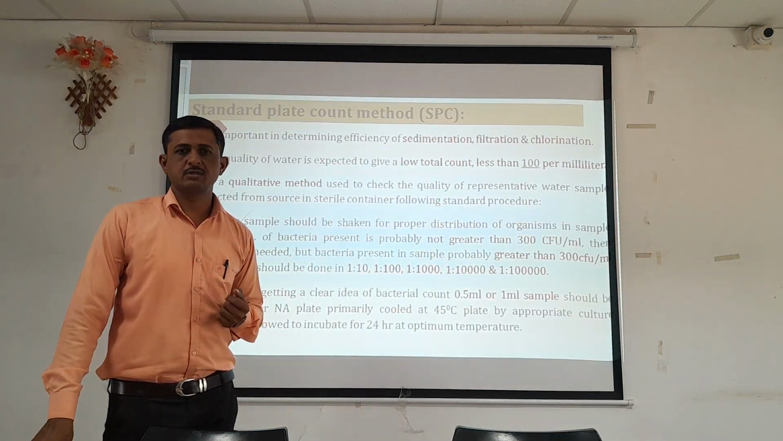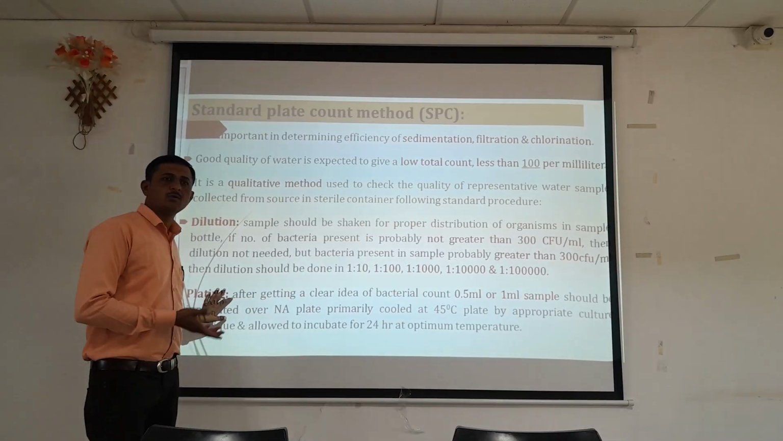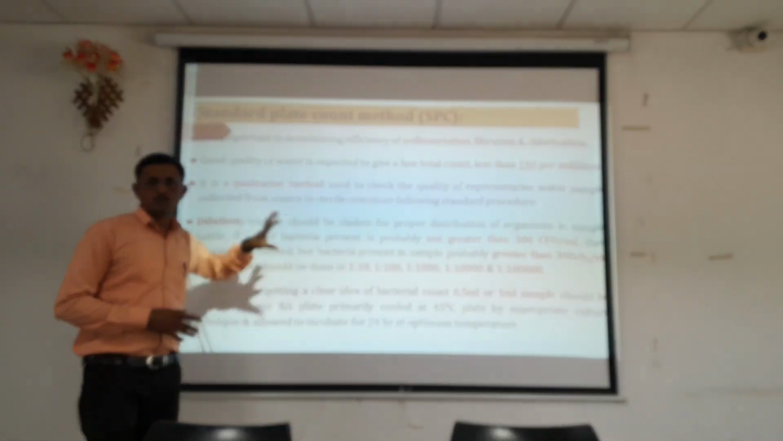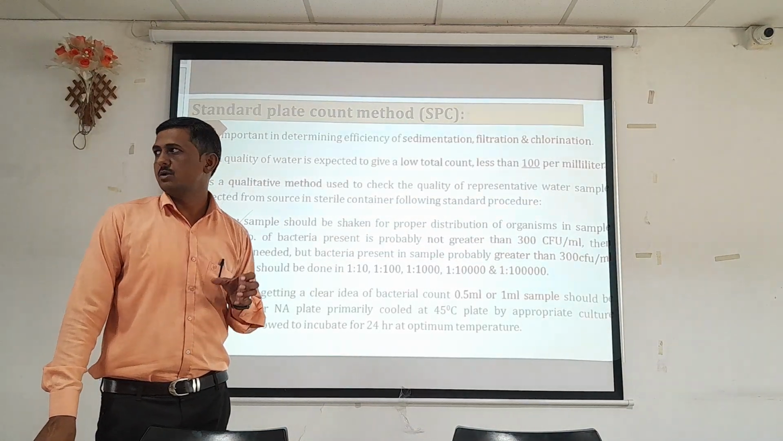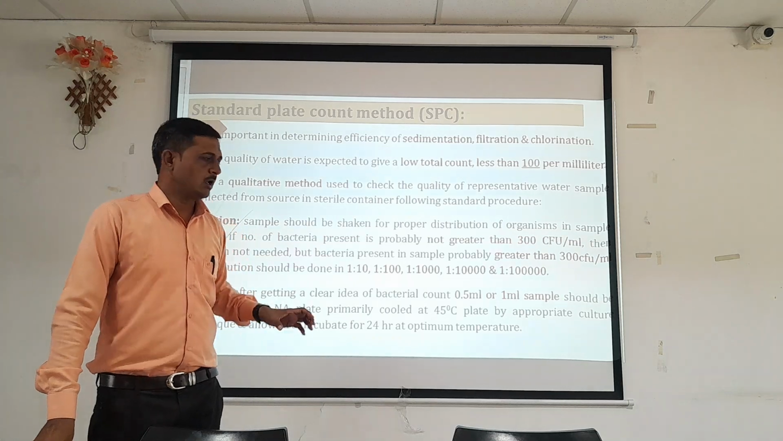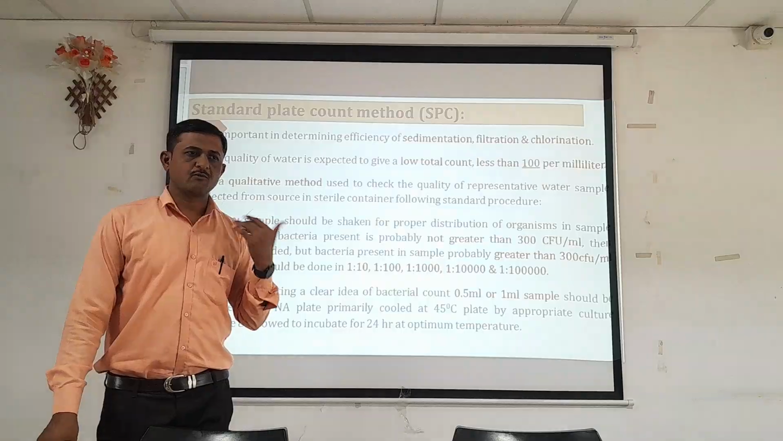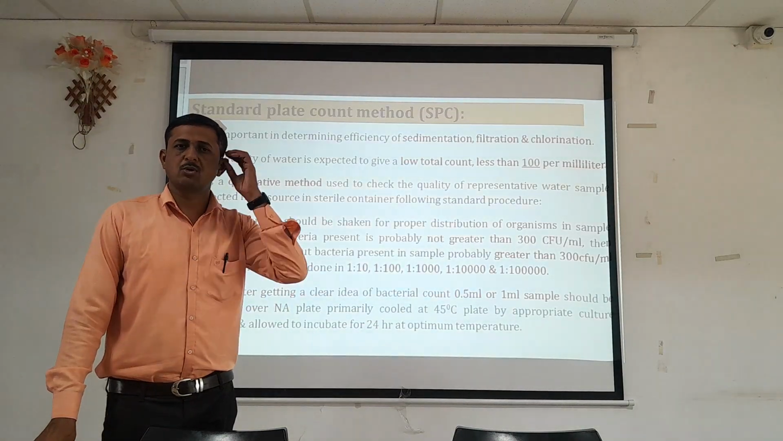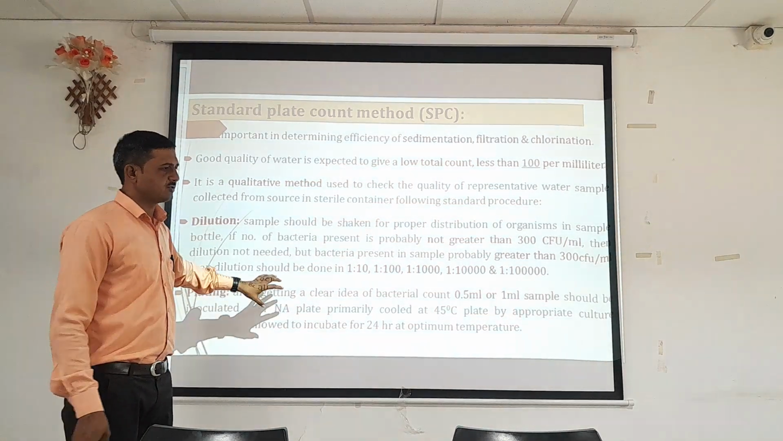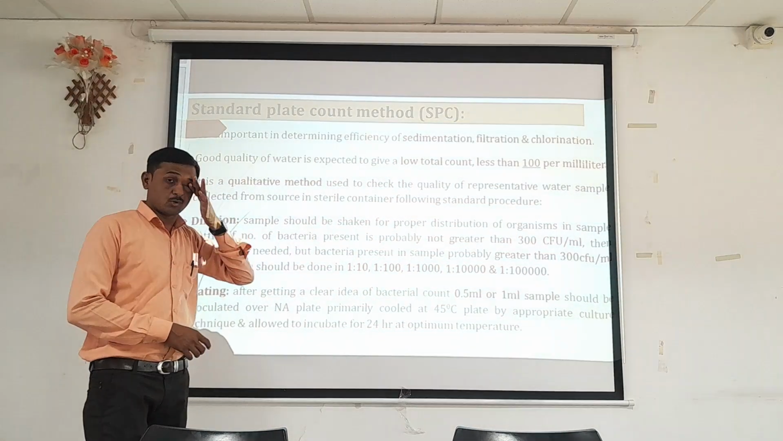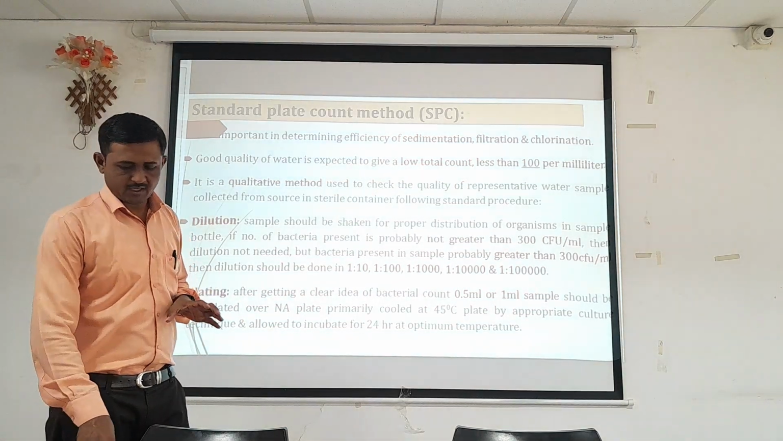Another step to carry out SPC is inoculation, or we can say the plating method. After proper dilution, we have to inoculate according to the quality of the sample or CFU count of the water sample, whether we inoculate 0.1 ml or 1 ml of water sample, by performing either the spread plate method or the pour plate method. Any one of the methods can be used. In this way we can inoculate the water sample on an already prepared nutrient agar plate.